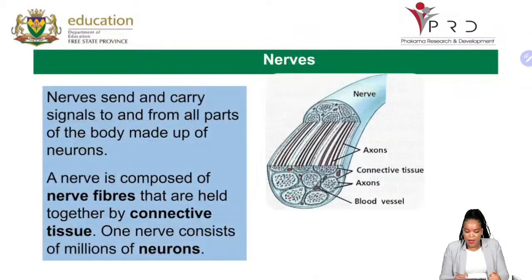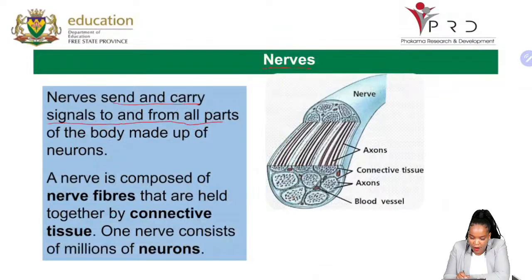Right. And then we come to the nerves. We've spoken about the nervous system, but the nervous system as a whole is a system. But this system comprises of what? The nerves. What are the nerves? So the nerves send and carry signals to and from all parts of the body.